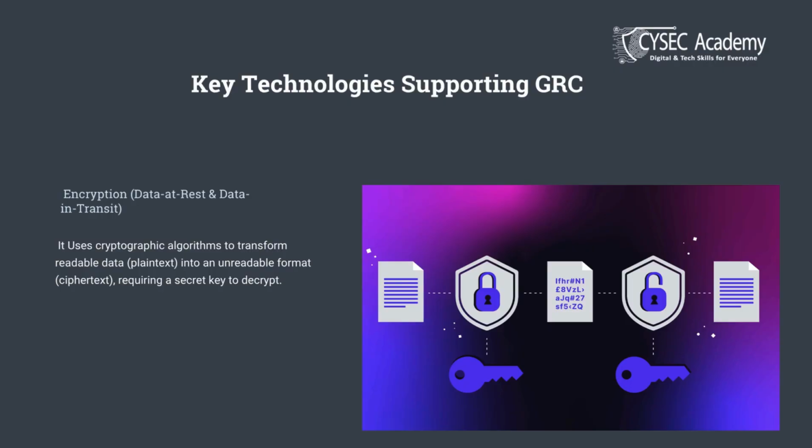5. Encryption, data at rest and data in transit. It uses cryptographic algorithms to transform readable data, plain text, into an unreadable format, ciphertext, requiring a secret key to decrypt. Data in transit protects data as it travels across networks, e.g. TLS and SSL for web traffic, VPNs for remote access, encrypted email. Data at rest protects data stored on disks, databases, backups, laptops, mobile devices, e.g. full disk encryption, database encryption, file level encryption.